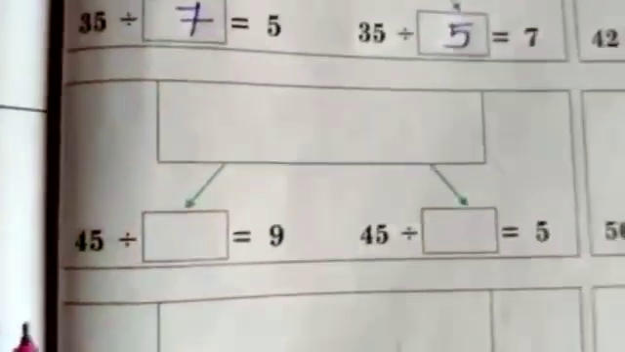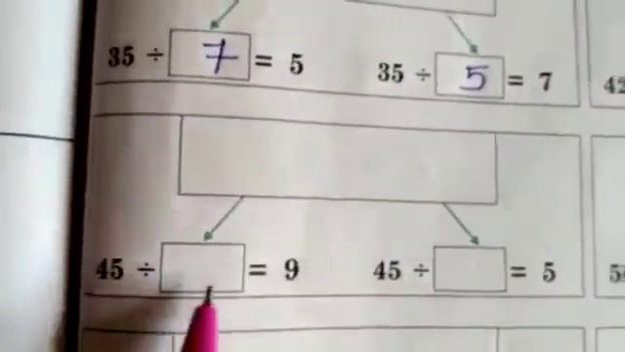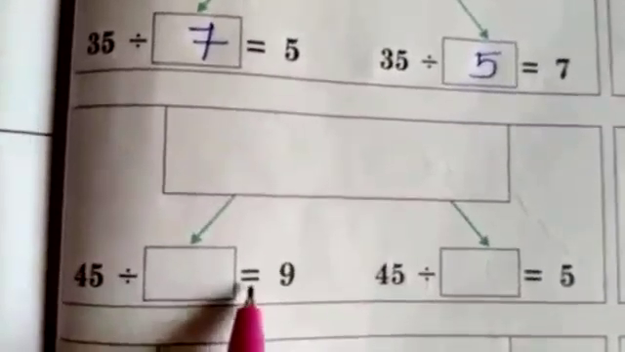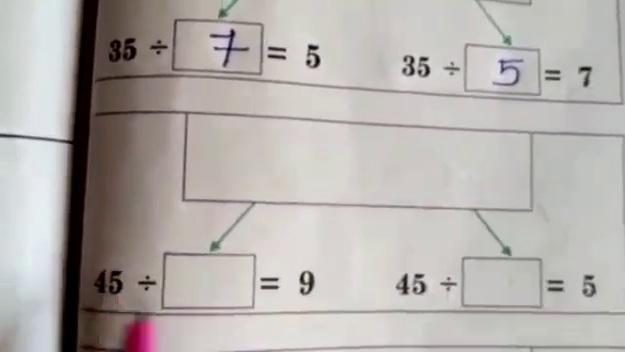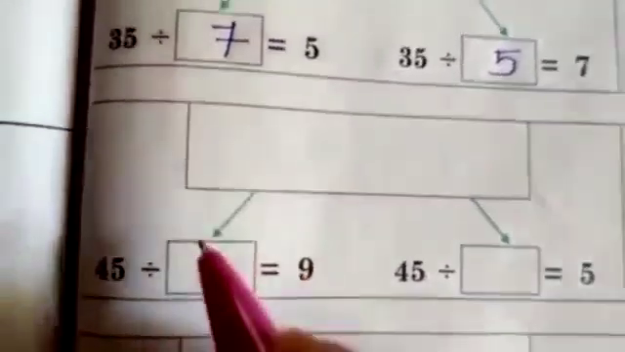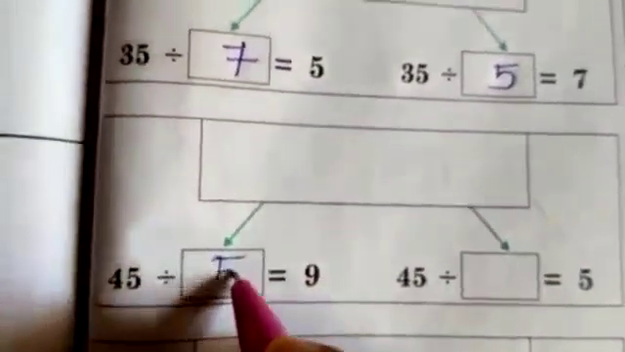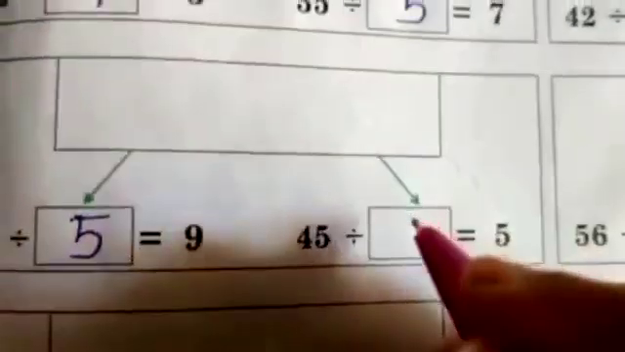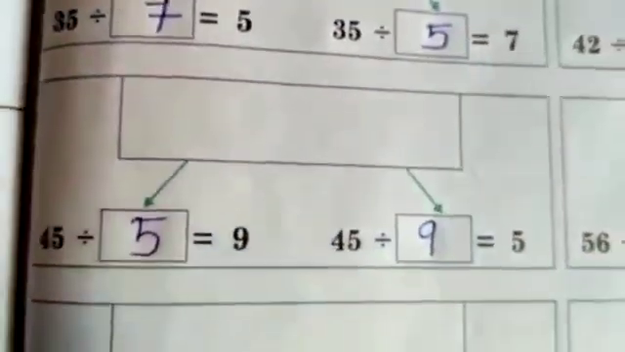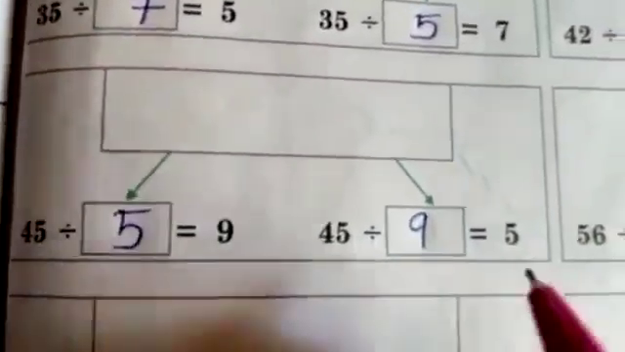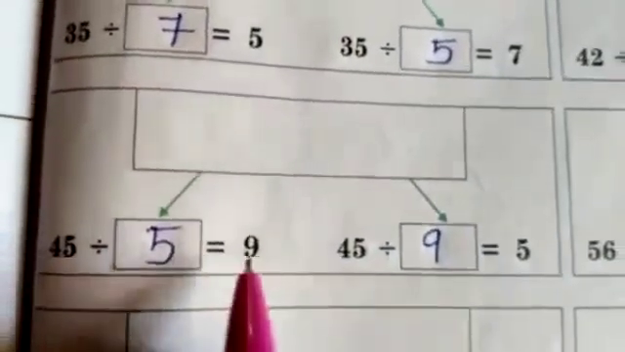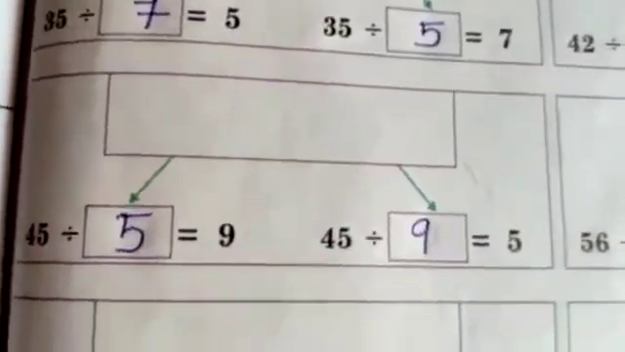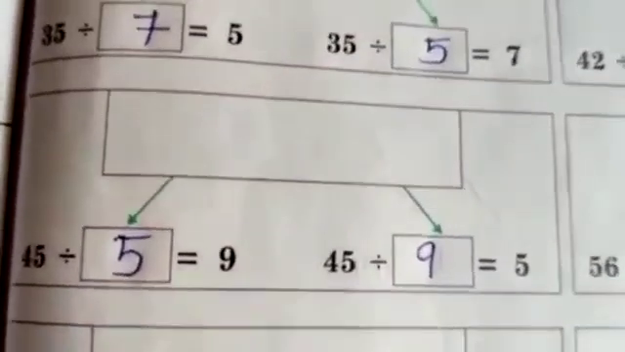Okay, next one, 45 divided by, you have to find out the divisor, and the answer is 9. So is 45 coming in 9's table? How many 9 5s? Yes, 9 5s. And here 45 is coming in 5's table. Yes, 45 divided by 9, you will get the answer as 5. So here 5 9s are 45 and 9 5s are 45. Is that clear how it is interrelated with each other?